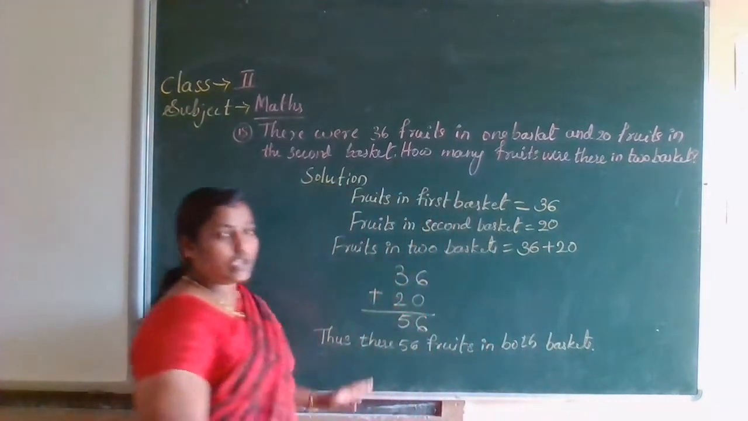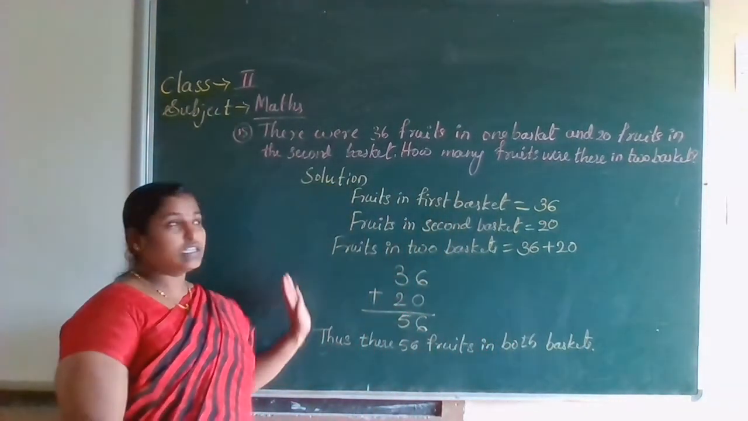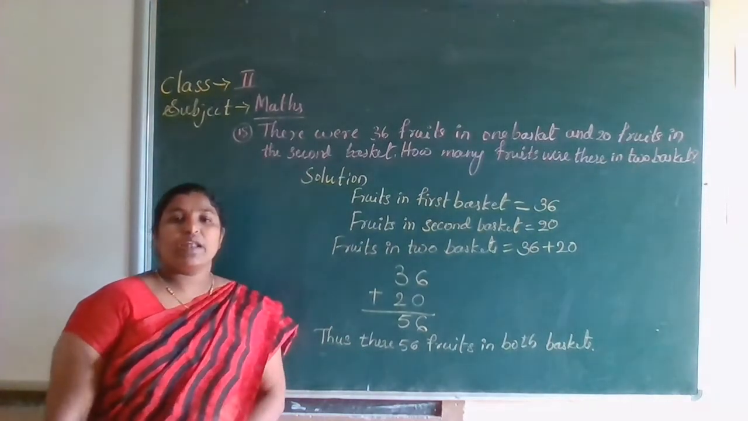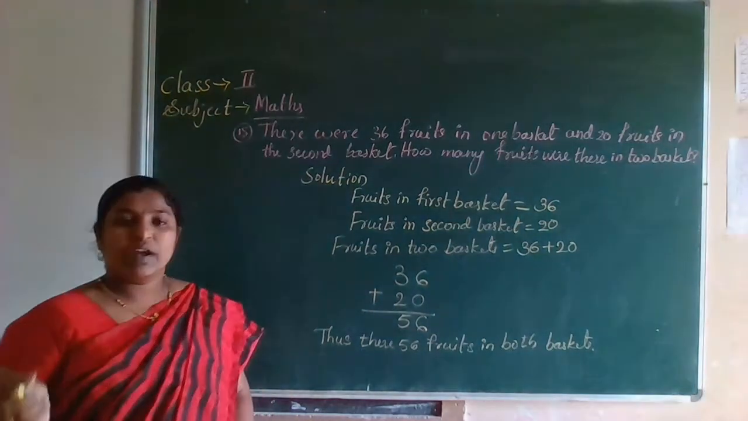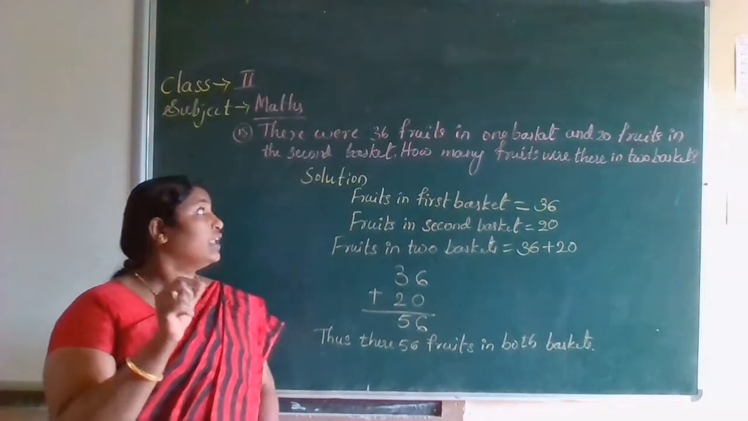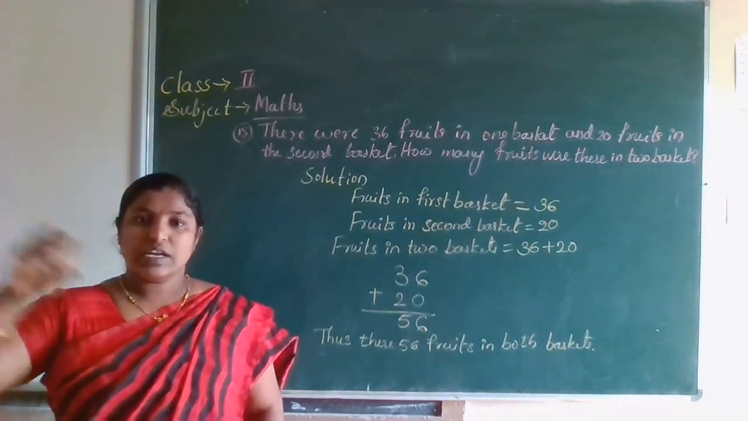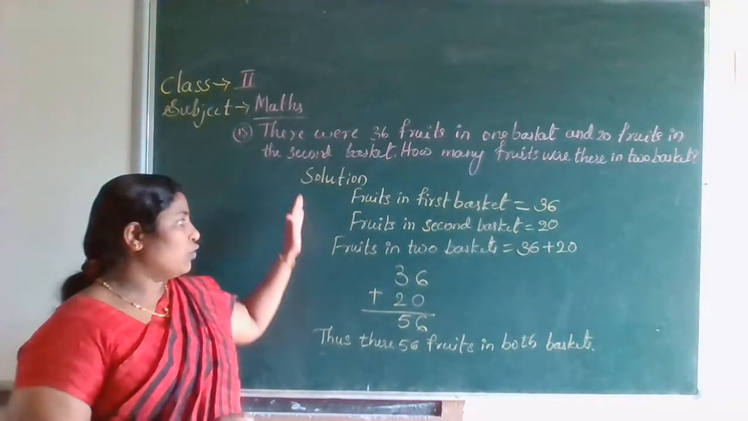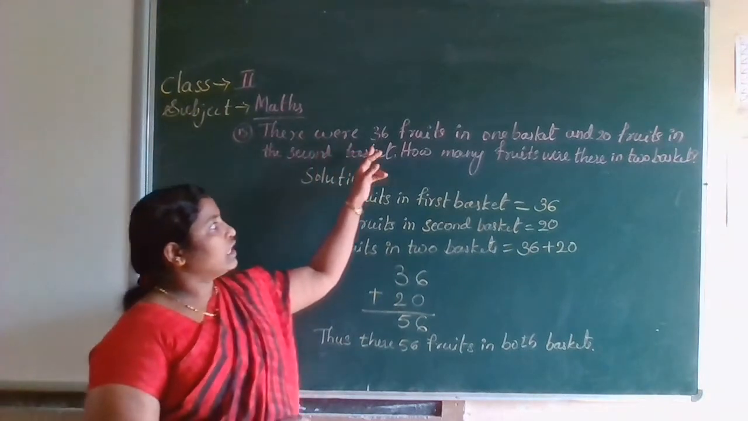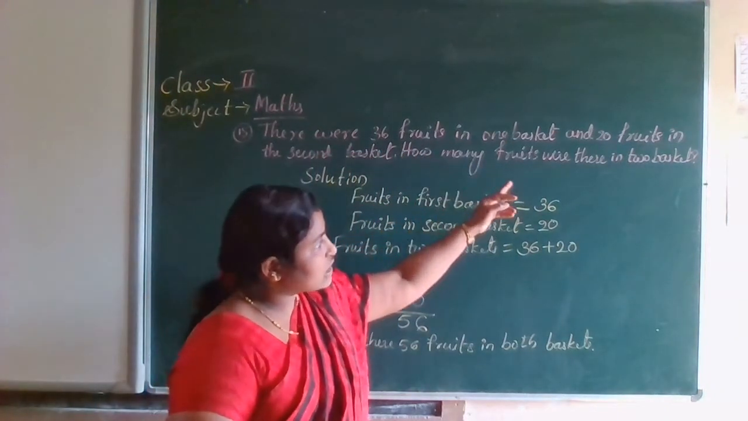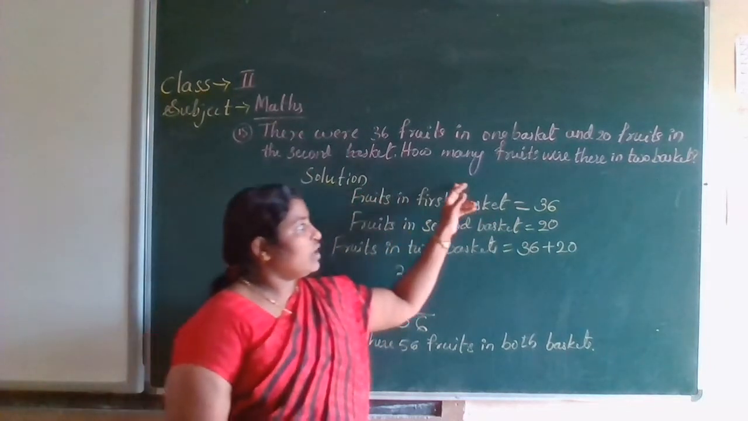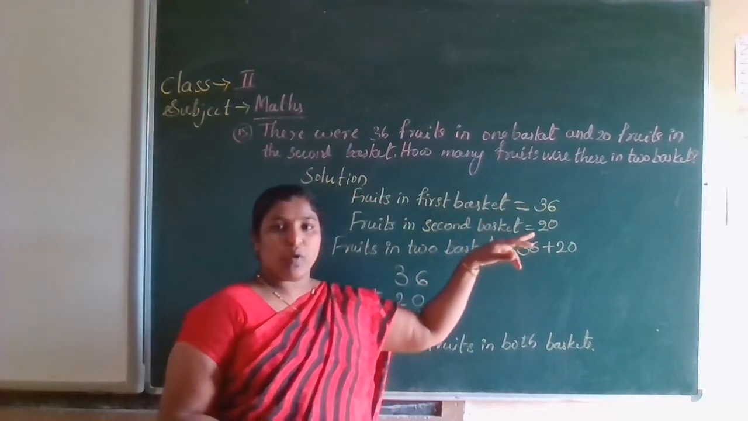So first question and the answer. This is a word problem. Write the question properly in one line notebook. If you made a square line notebook also, don't worry. Write the question number 18. Then write the full sentence question and down you should solve the answer like this. There were 36 fruits in one basket and 20 fruits in the second basket. How many fruits were there in two baskets?